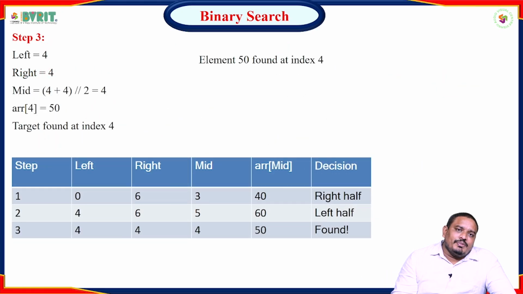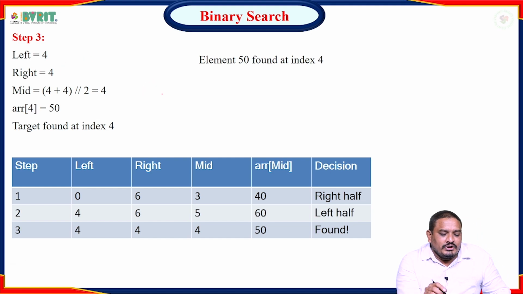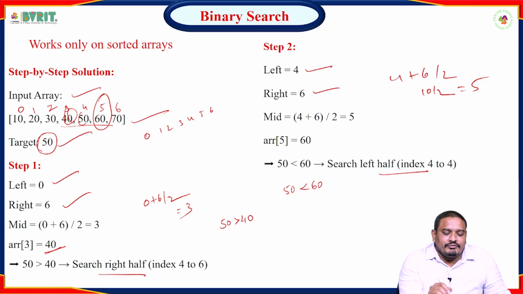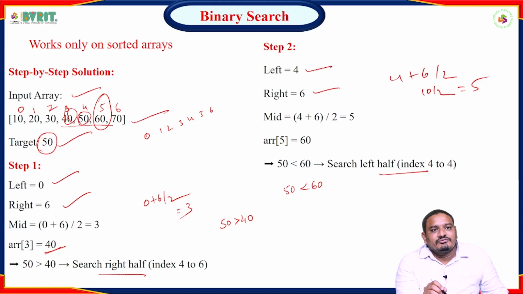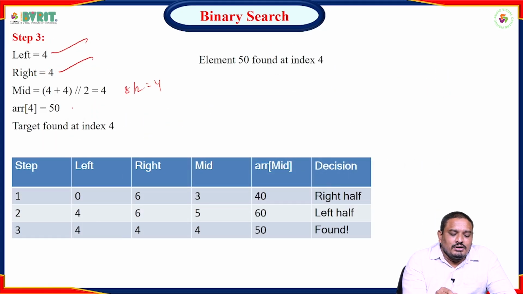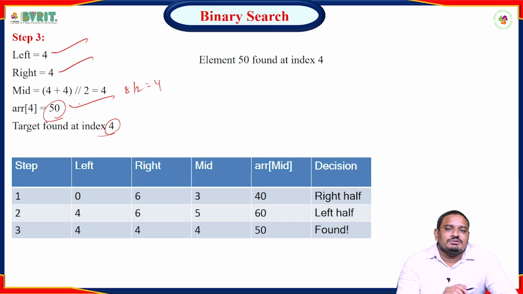Now the third step: left is 4, right is 4, that is 8 by 2, which is 4. The array of 4 equals 50. My target is 50, so the value is equal to the target value. Array of 4 index is 4. The element 50 is found at index 4.